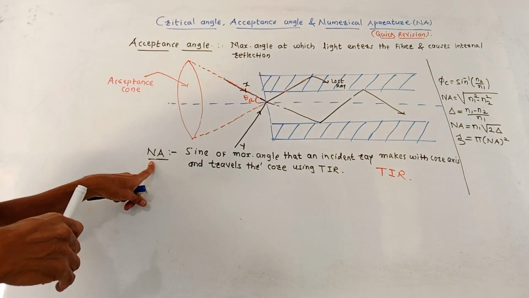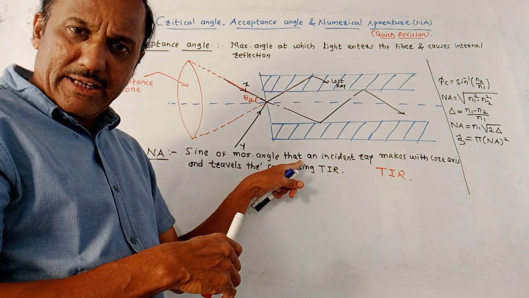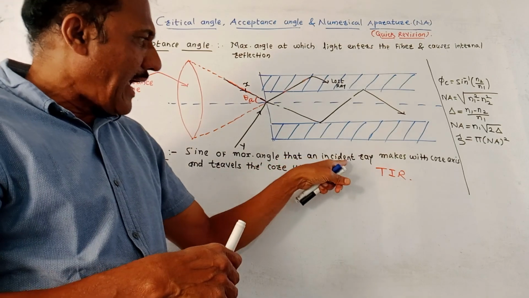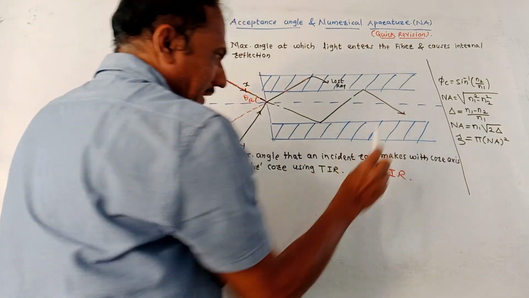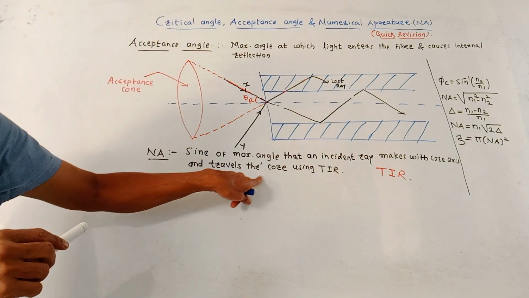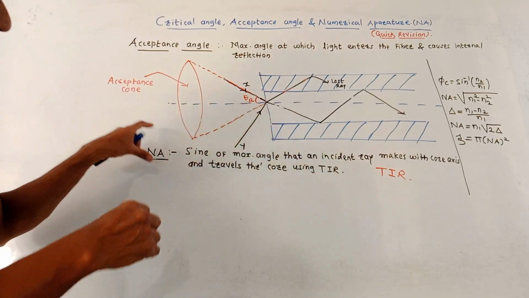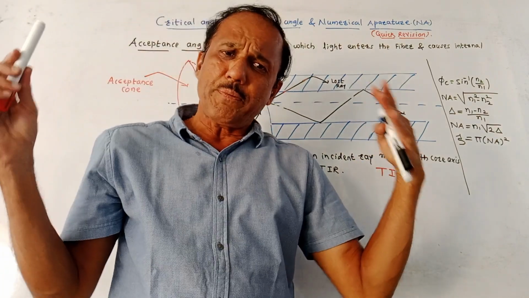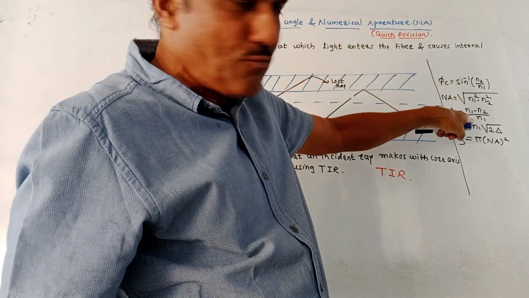The next term related to this is NA, that is numerical aperture. The sine of the maximum angle theta A, which an incident ray makes with the core axis, indicated by this dotted line, and which travels through the core using TIR, that is total internal reflection, is called numerical aperture. Now, as far as the numericals are concerned, you need to remember this list of formulae.